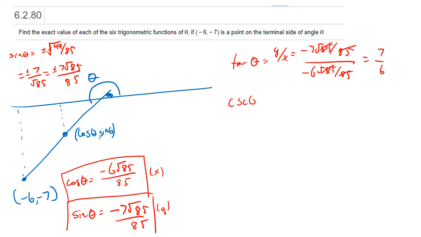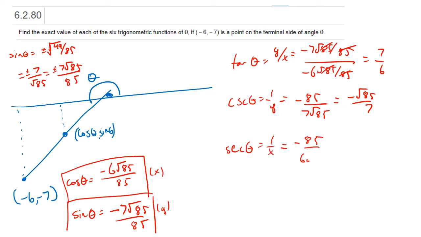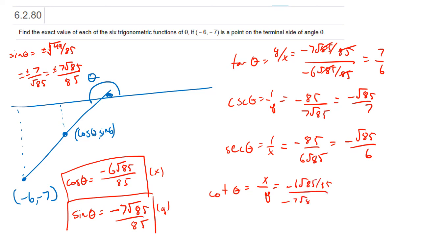The cosecant of theta is 1 over the y coordinate. I just have to reciprocate my sine function, negative 85 over 7 root 85, which is just negative root 85 over 7. The secant of theta is 1 over the x, reciprocate cosine, negative 85 over 6 root 85, in other words, negative root 85 over 6. And finally, cotangent of theta is just x over y, which is negative 6 root 85 over 85 over negative 7 root 85 over 85. That gives 6/7.